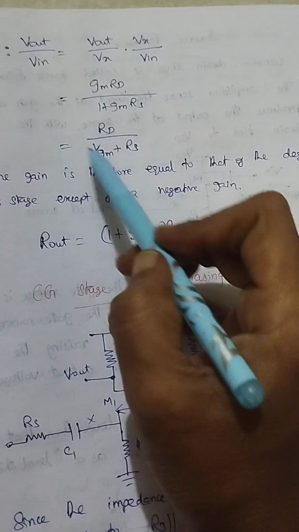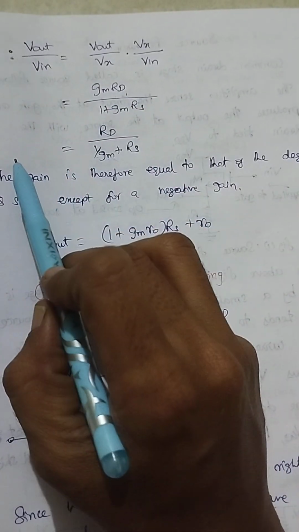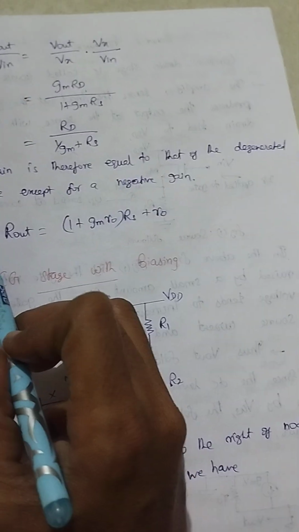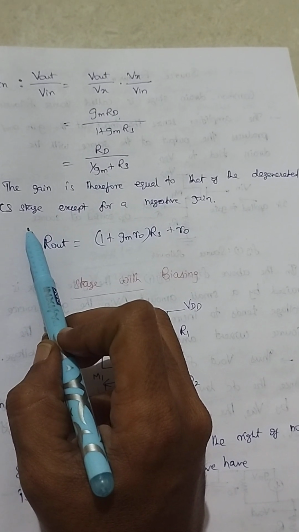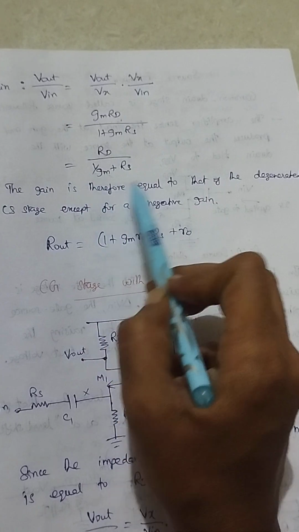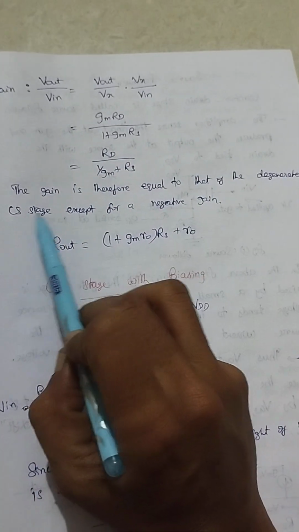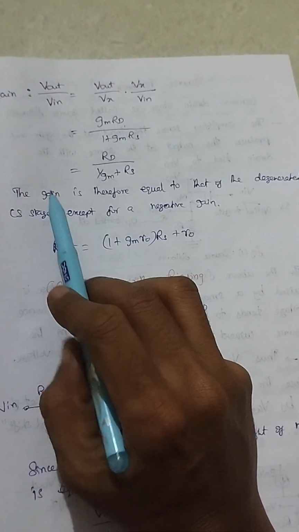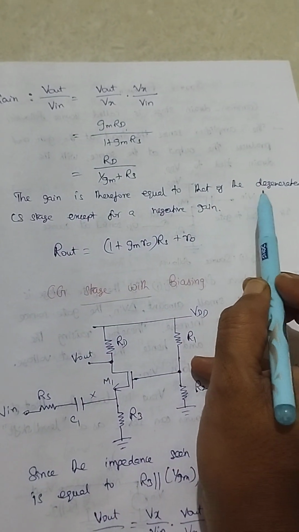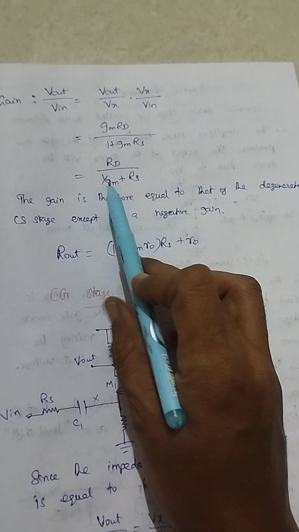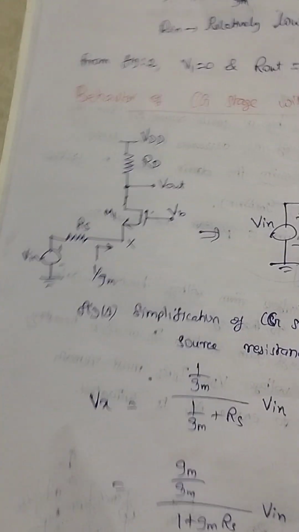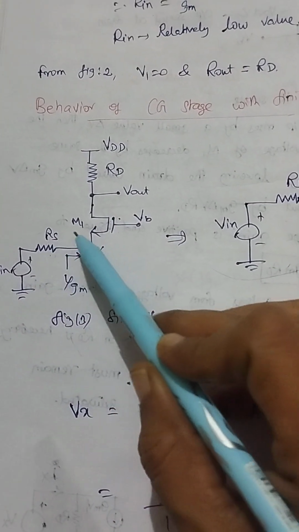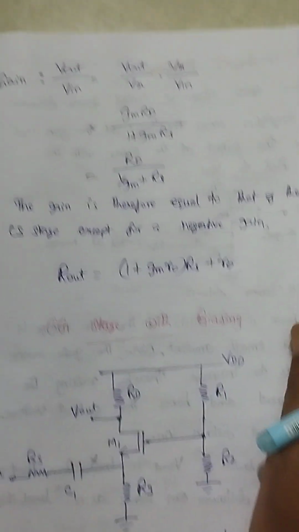And this gain is equivalent to the degenerated common source stage. This we already discussed. So this is equivalent to the degenerated common source stage. The only difference is that we are having a minus sign in the degenerated common source stage. Here we are having a positive sign. So if you are connecting the resistance at the source side, you will be getting the gain like this.